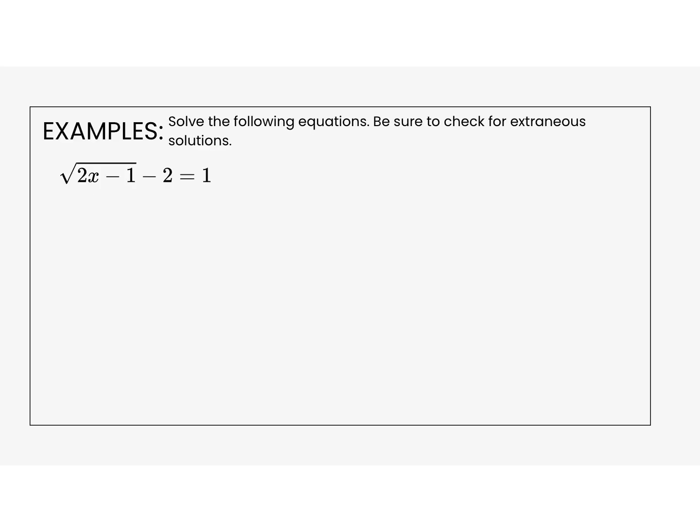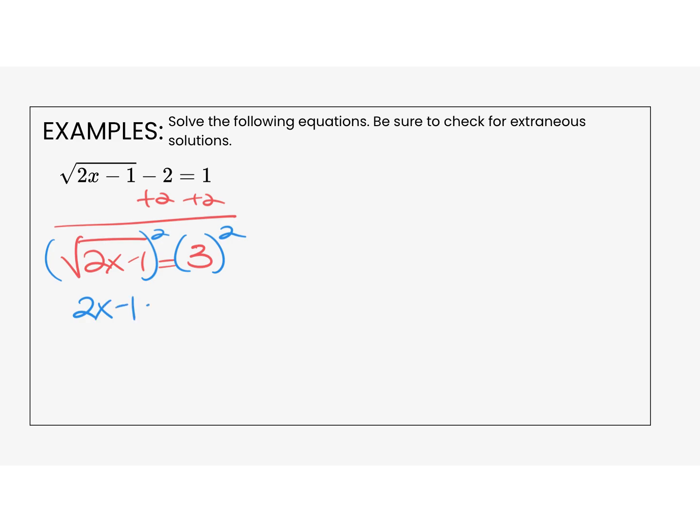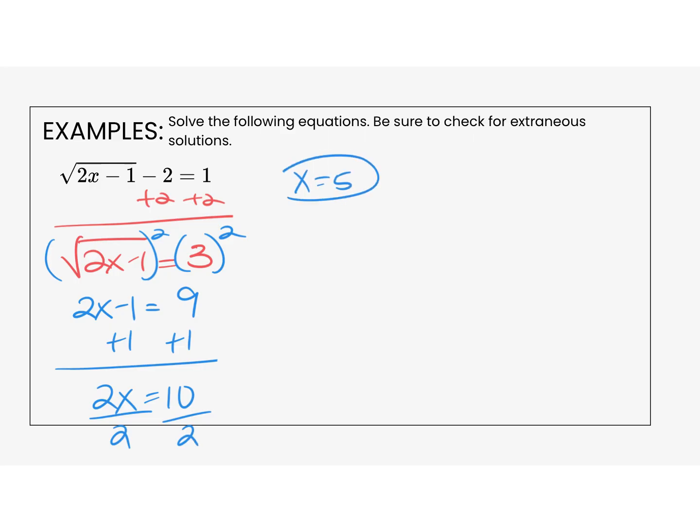All right, first one, this is number 1 in your notes. So we're going to isolate the radical. First thing I need to do is add 2 to both sides. So I get the square root of 2x minus 1 equals 3. Then to get rid of this square root, I need to square both sides. The square root and the square just work against each other, so those are inverse operations. So all I'm left with here is 2x minus 1, and on this side I'm left with 9, and from here I solve just like a typical equation. So add 1 to both sides, 2x equals 10, divide by 2, so x equals 5.